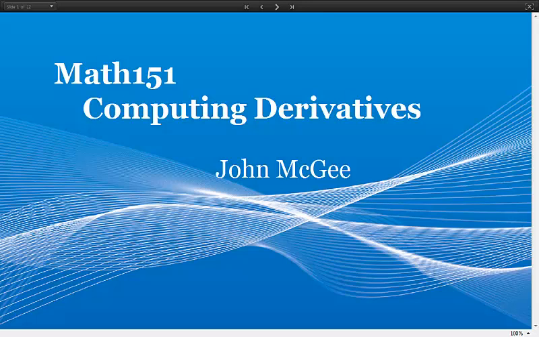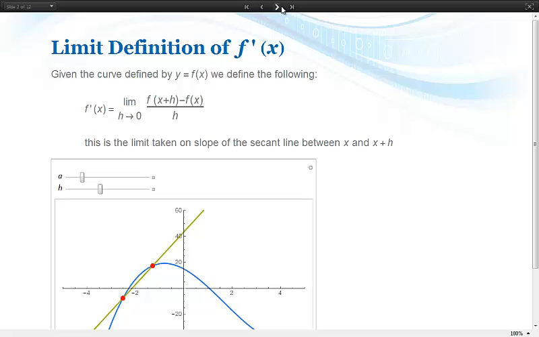Welcome to Math151 Computing Derivatives. What we're going to do with this lesson is use the definition that we've worked on this week of how to compute a derivative at a point or for the whole function using the limit definition, and we'll review that first, and we'll use that to simplify our work in a couple of important special cases.